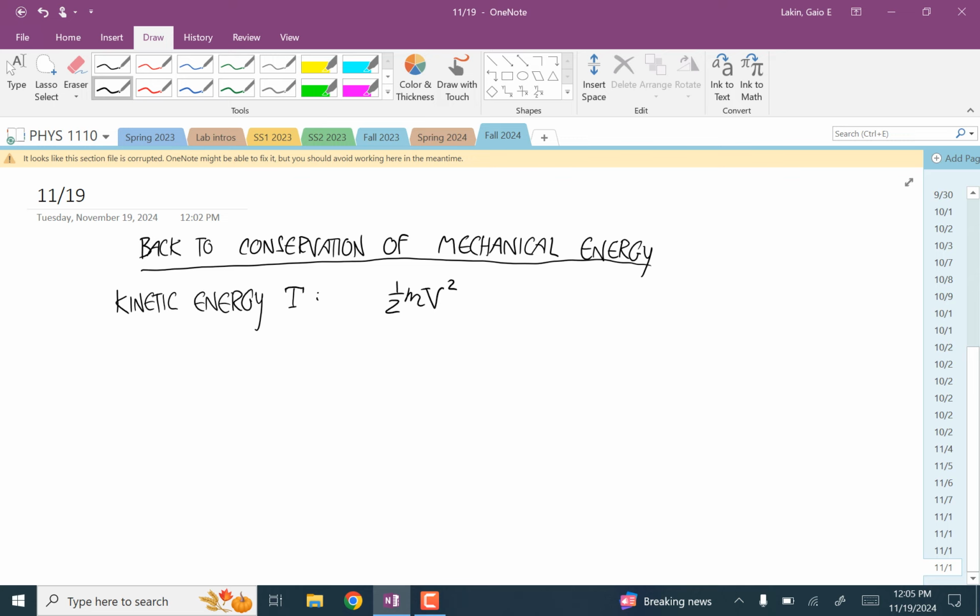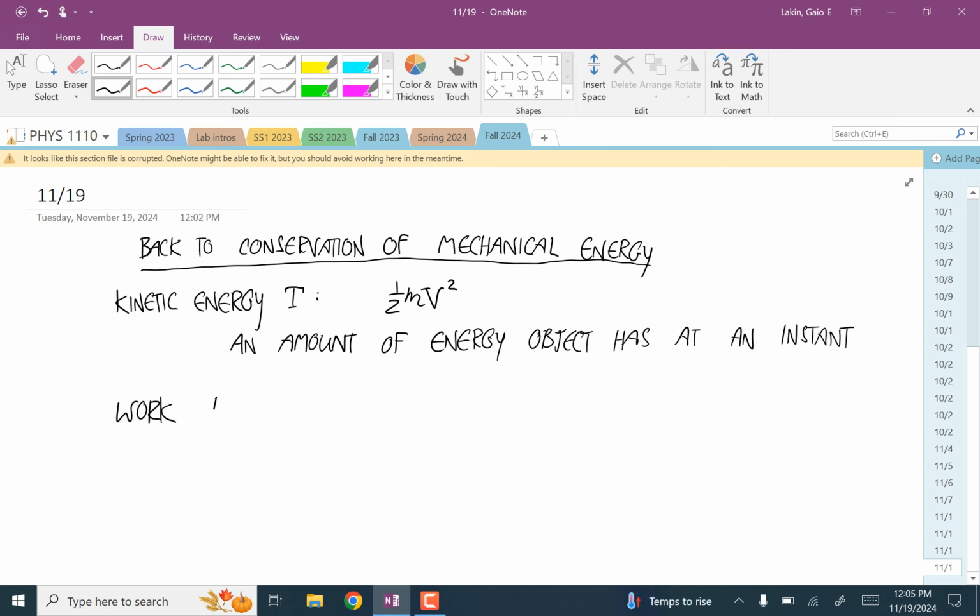And the thing to remember about this is it's an amount of energy an object has at an instant. Okay, so that's an amount of energy. The thing has that, it possesses that energy at a single instant. Work is a little different. That's the second thing that we've defined that's important.